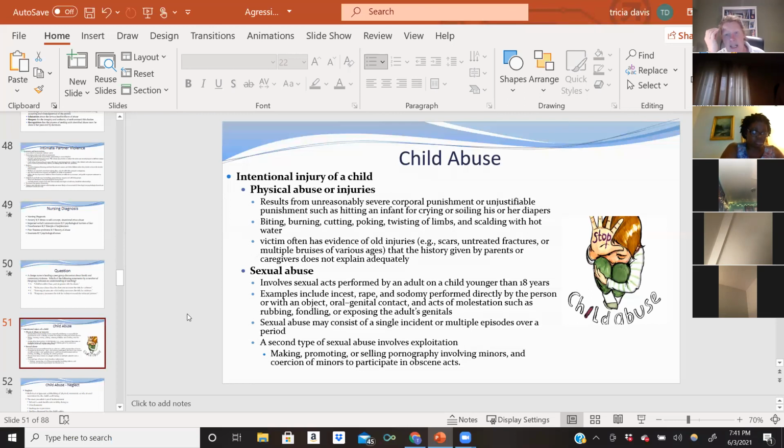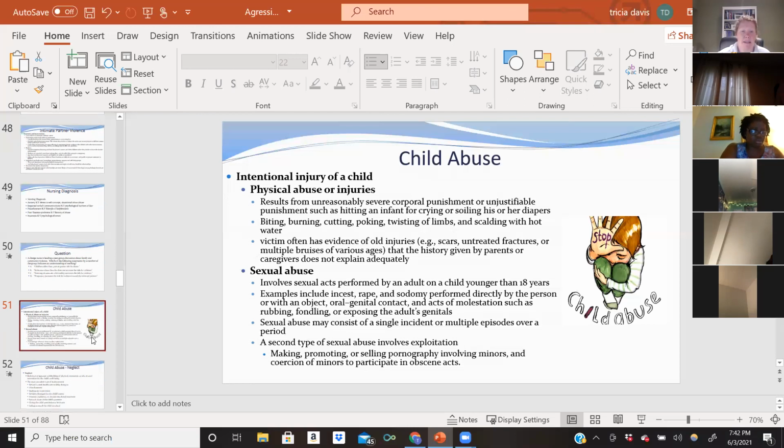A second type of sexual abuse that we see is what we call exploitation. This is the making, promoting, or selling of pornography that involves minors, and the coercion of minors to participate in obscene acts.